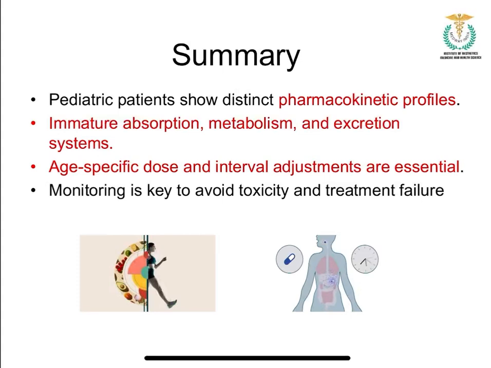Now summarizing, pediatric patients show distinct pharmacokinetic profiles, right? We've already spoken about that. There are immature absorption, metabolism and excretion systems. Age-specific dose and interval adjustments are essential. And every morning, I'm talking about IPD, these dosages are recalculated so that one person hasn't gone wrong. Especially in the ICU, if one person calculates, another person rechecks it. That's how important your drug dosages are, because you do not want to be underdosing or overdosing a child.